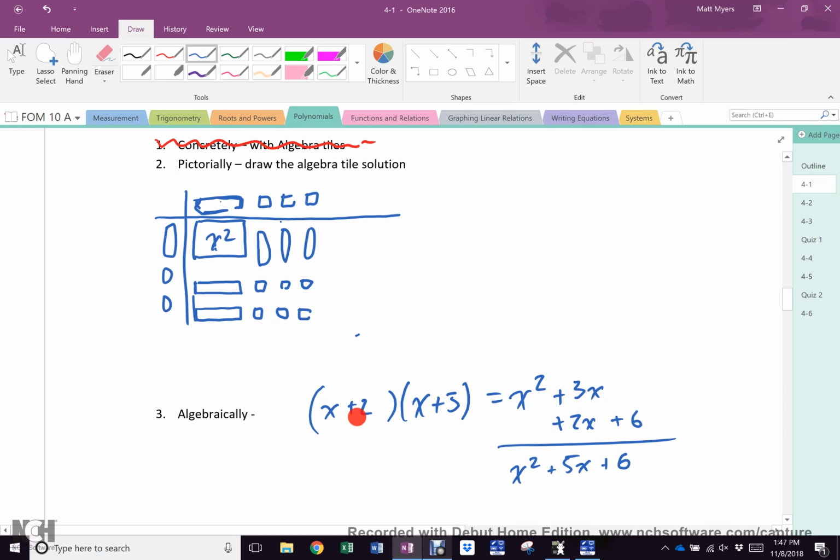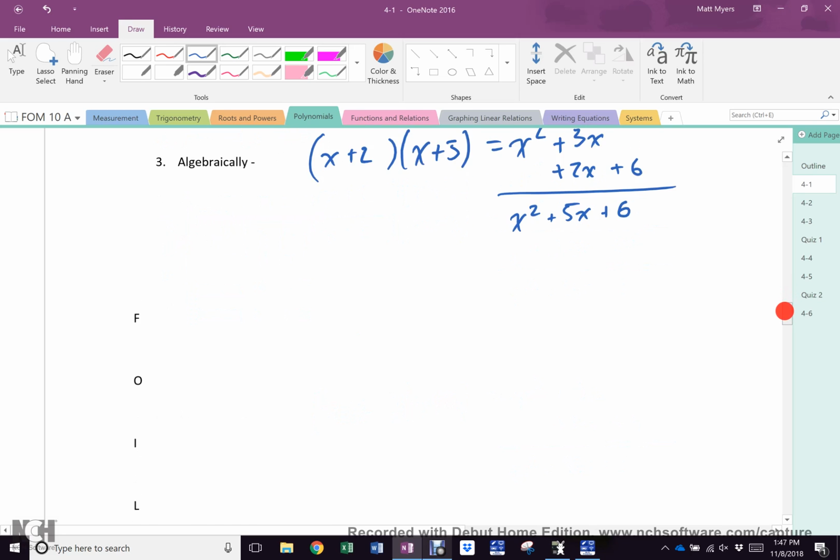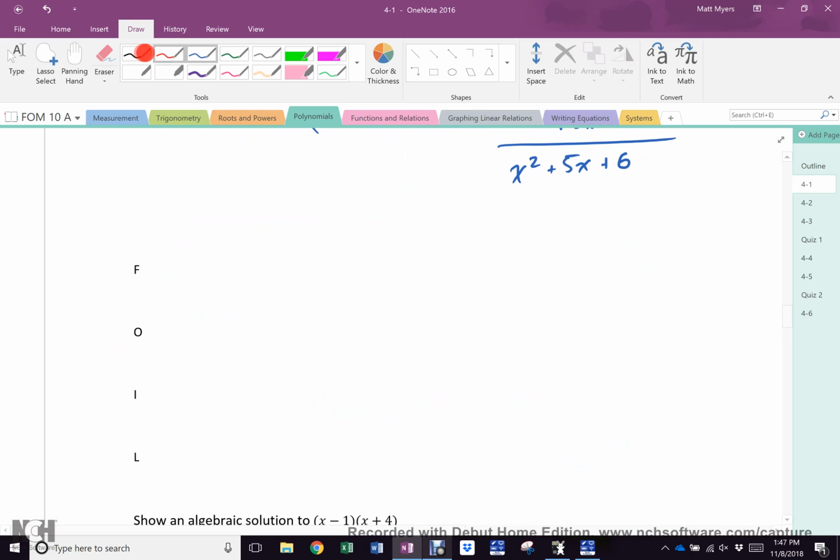Now, how many people in grade 9 did binomial? A couple? Okay. That means your teacher showed you this little trick, which is first, FOIL. Outside, inside, and last. Guess what? I don't like that. Because it only works when there's 4 things. Right? It only works if you have x plus 2 and x plus 3. Because you can only draw 4 arrows there.